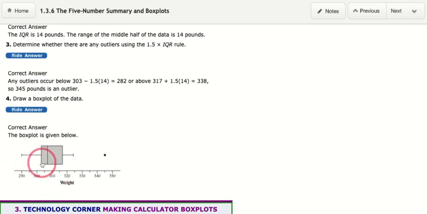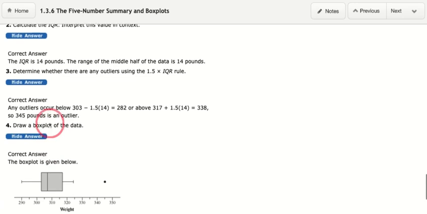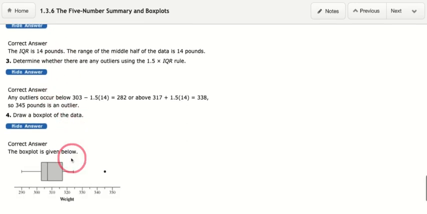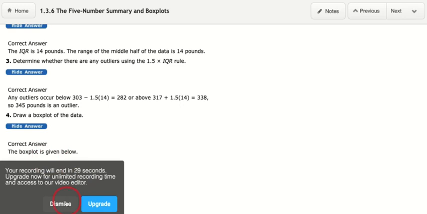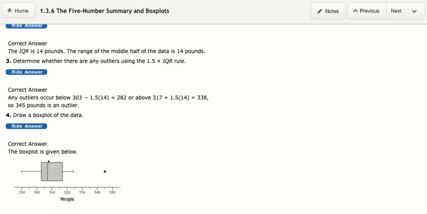This first line of the box is Q1, so that is at 303. 307 is your median. That is the middle line of our box, so that's right there. And then this is 317, which is Q3. So this is your 5-number summary. One of the things that I would suggest is actually writing the numbers. So even putting min and then putting 290, Q1, 303, Q2, or median, and then putting 307, and Q3 at 317, and then max at 345.